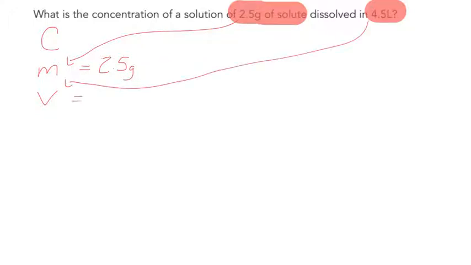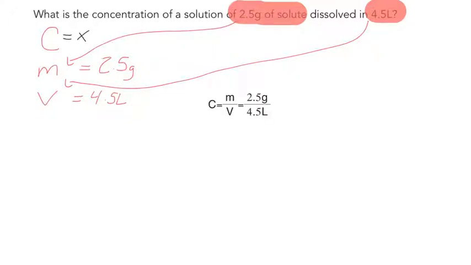We know that this 2.5 grams of solute represents our mass. So our mass is 2.5 grams. And we know this 4.5 liters represents our volume. So the volume of our solution is 4.5 liters. And as a result, concentration at this moment is X, because we don't know what it is and we're looking for it.